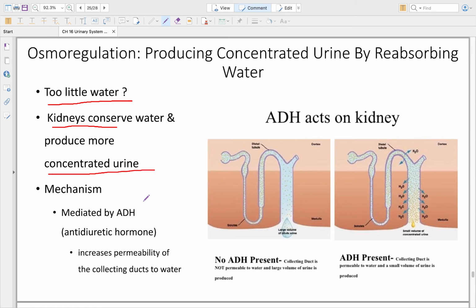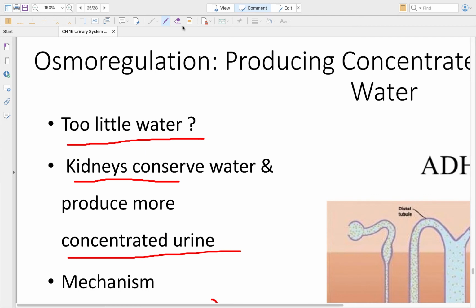Now, we do have a defense mechanism against dehydration, and it's a hormone called ADH hormone, anti-diuretic hormone. It increases the permeability of the collecting ducts to water. So instead of water getting released when your body needs it, ADH hormone will prevent that. So let's take a look.